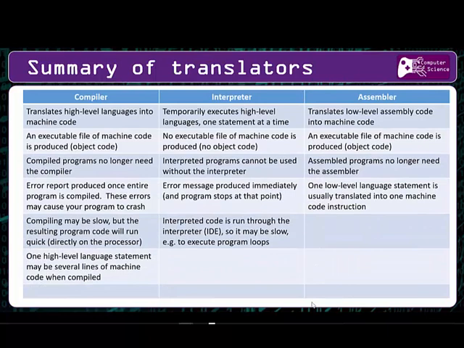Here I've got just a comparison between all three. Same thing again, you pause the video, take your time. What are the main features of a compiler? It translates high-level programming language into machine code. We've got an executable. In terms of an interpreter, we don't have an executable. Assembler, we do have an executable. And yet again, we can see how we compare the errors and so forth. So take time, pause the video, and get yourself familiar with that.